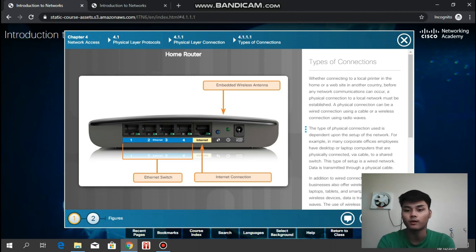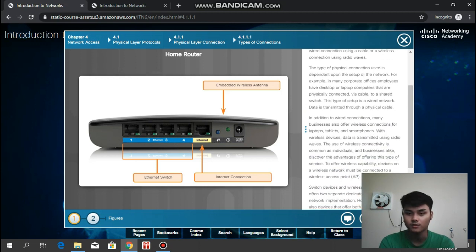Whether connecting to a local printer at home or a website in another country, before any network communication can occur, a physical connection to a local network must be established. A physical connection can be a wired connection using a cable, or a wireless connection using radio waves. The type of physical connection used is dependent upon the setup of the network. For example, in many corporate offices, employees have desktop or laptop computers that are physically connected via cable to a shared switch. In this type of setup, a wired connection, data is transmitted through a physical cable.